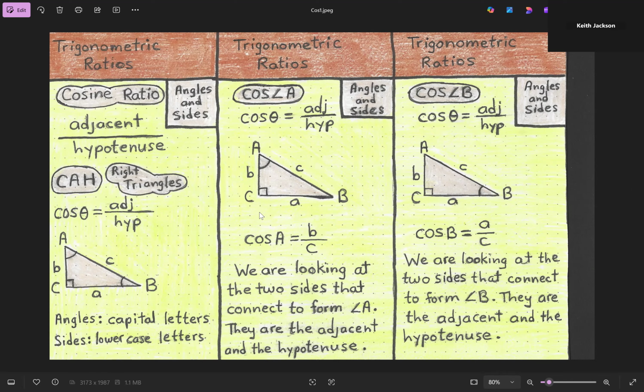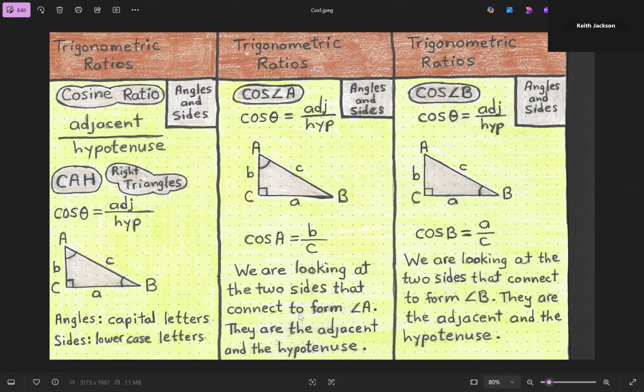Let's move on to our first big example. The question is, what is the cosine of angle A that we see right here? Keeping in mind that because we're dealing with ratios, we're looking at angles along with their sides. We know that cosine deals with adjacent over hypotenuse. So let's take a look at angle A. The adjacent side would be lowercase b, and the hypotenuse, of course, is c, which is the longest side. So the cosine of angle A would simply be the adjacent side, which is b, over the hypotenuse, which is c.